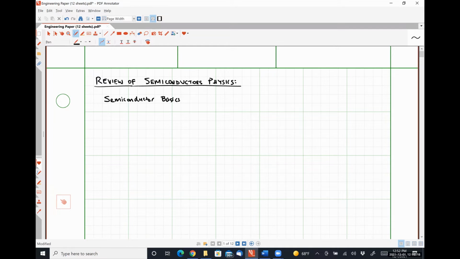There are single element semiconductors. So if we look at that periodic table over there to your left, group 4, which you can't actually see, so column 14 is where most of these single element semiconductors lie. So silicon is the most common semiconductor that's used.